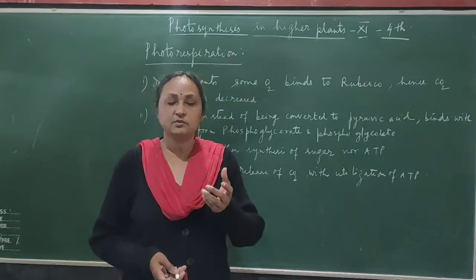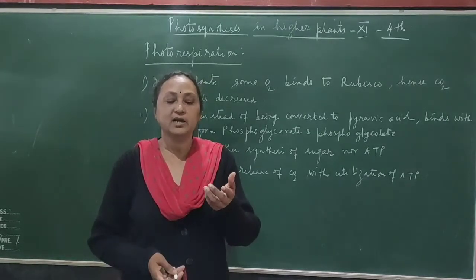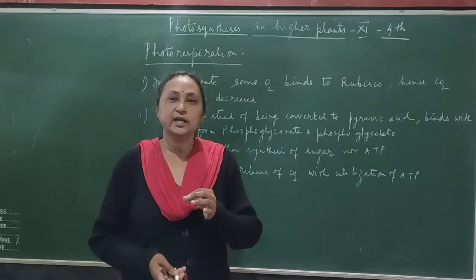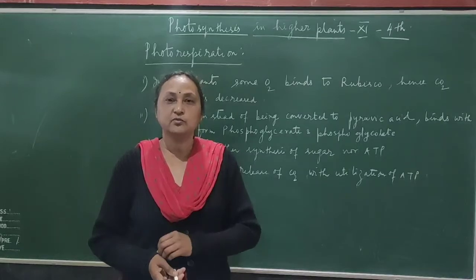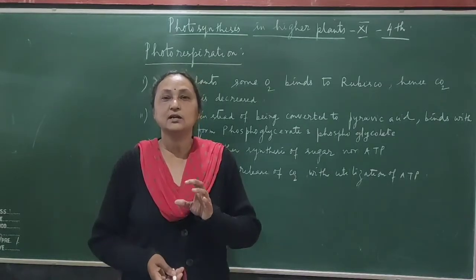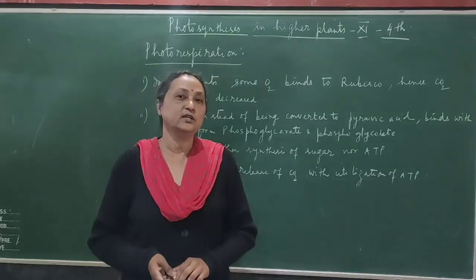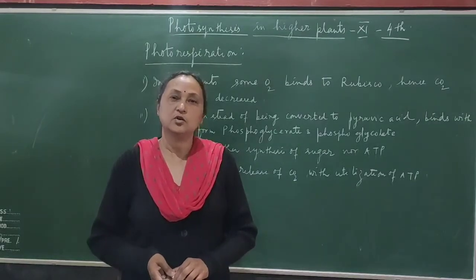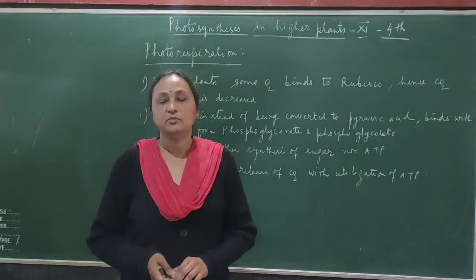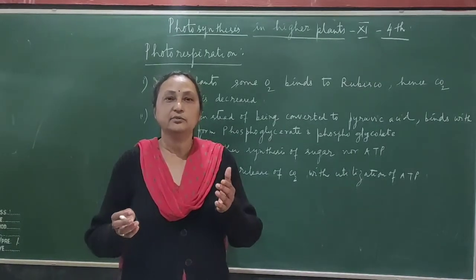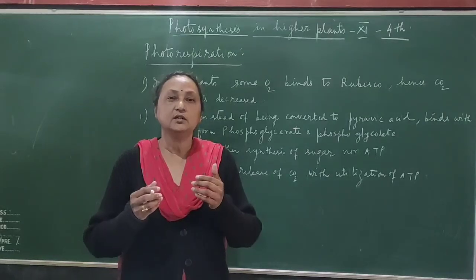Just like the respiration process, where plants take in oxygen and give out carbon dioxide, here also during the daytime, in place of formation of food, the plants release carbon dioxide. So this is a wasteful method, and it only takes place in C3 plants. It does not take place in C4 plants, because C4 plants have many adaptations by which they prevent this process.